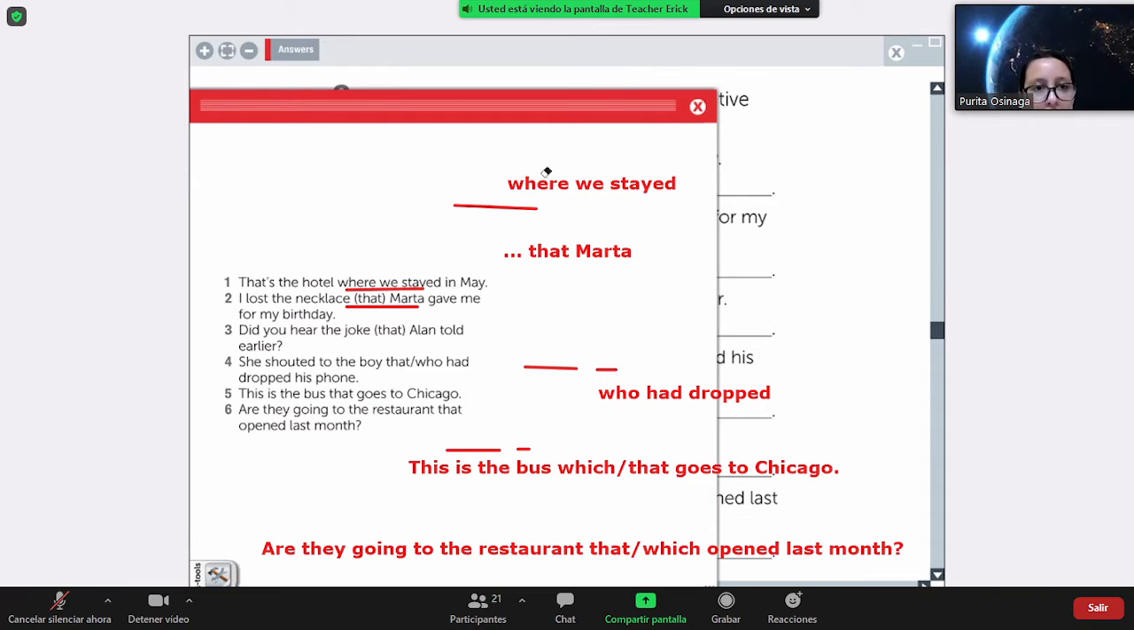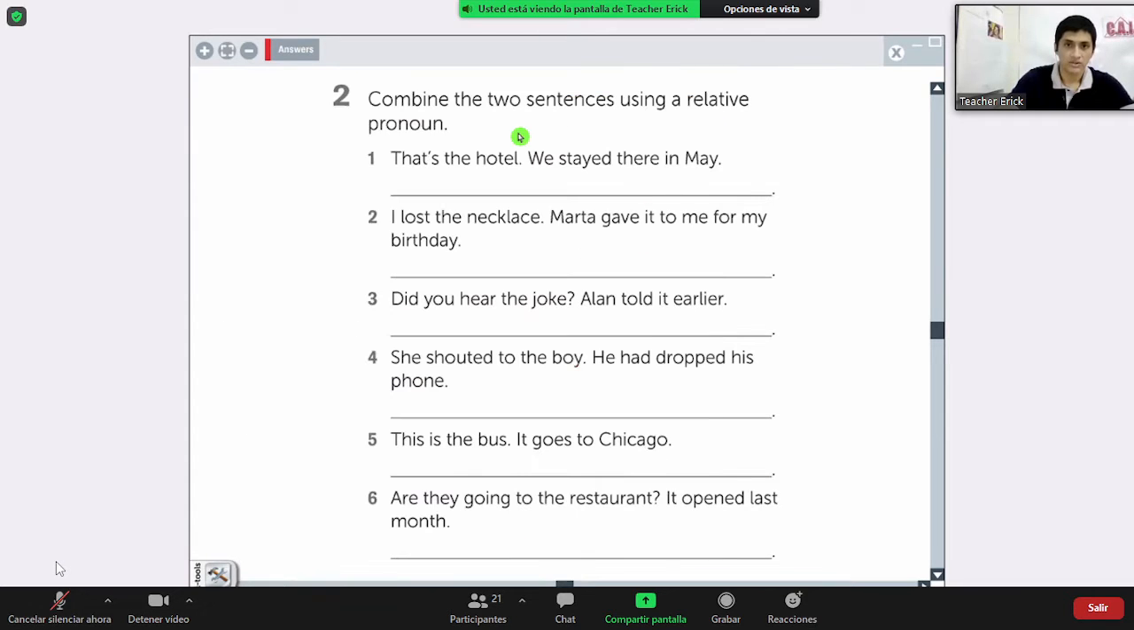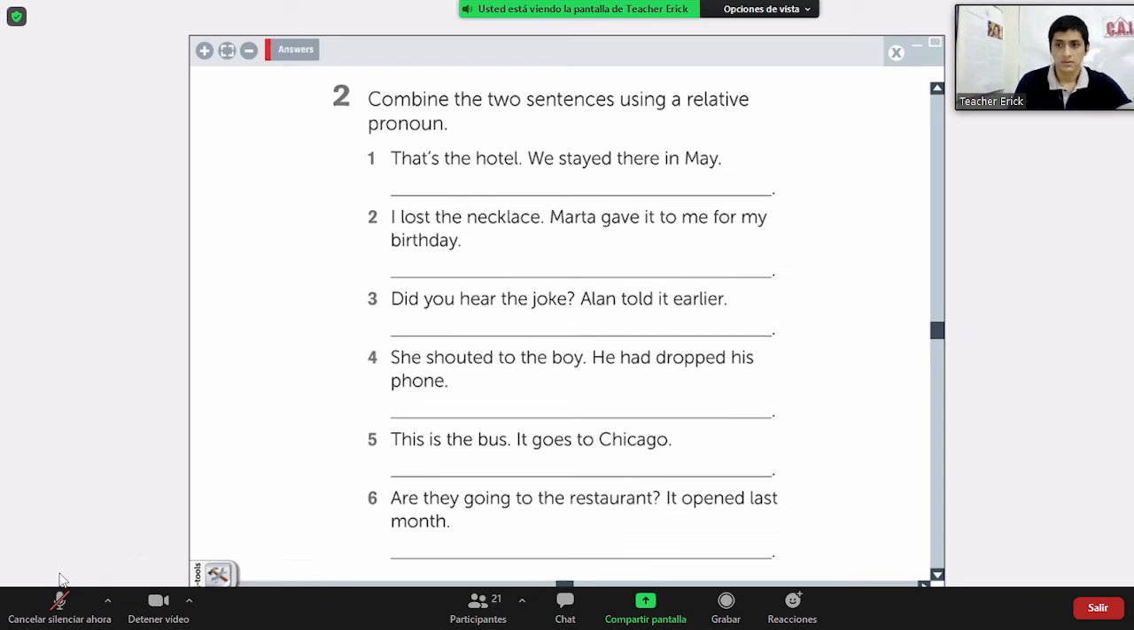Entonces se puede decir que el relative clause funciona a modo de sustituir el noun principal. Sí, sí. Sustituye o se refiere al sujeto en la oración. ¿Okay? Se refiere o sustituye al sujeto. Yes, Flores. No question. Okay.